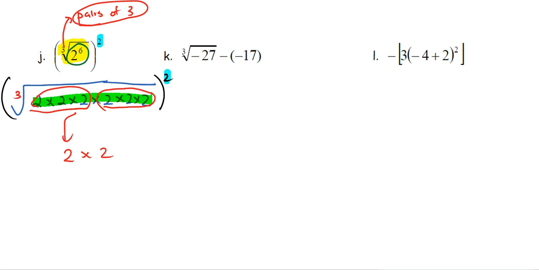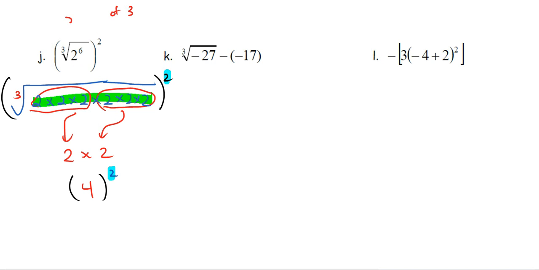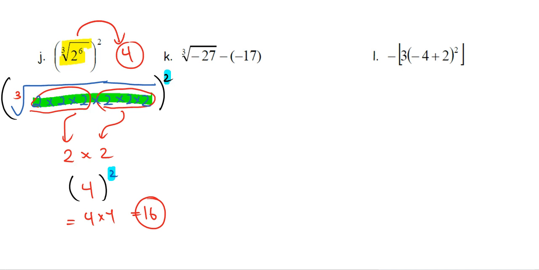Alright, so those pairs of 3 break down to single pairs, and that's going to give you a final answer of 4, all to the power of 2. Okay, so rewinding here, what I've just discovered is this expression right here, the cube root of 2 to the power 6, well, that simply is going to be just 4. Okay, and 4 to the power 2 is going to be 4 times 4, which is going to be 16. So your final answer here is going to be 16.